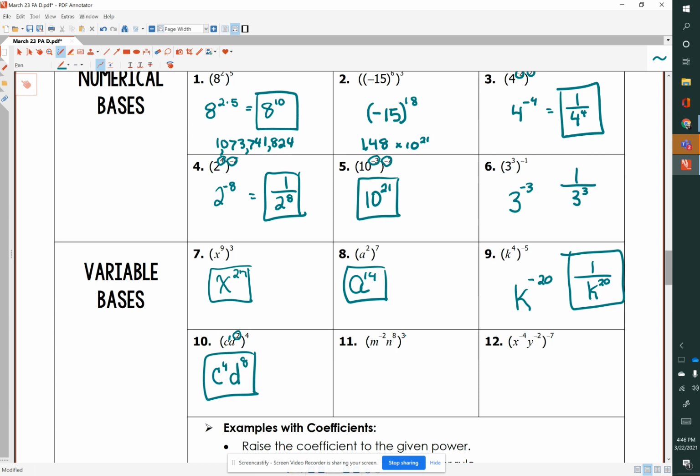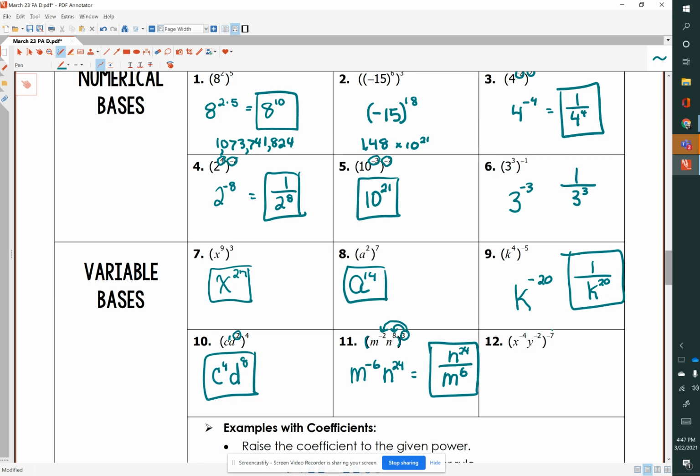Now, let's take a look at number 11. We did number 10. Number 11, we've got an exponent of 3 outside the parentheses, and we're going to have to treat the m and the n separately, each with their own exponent. So first m, we have negative 2 times 3, that's negative 6, and n, 8 times 3 is 24. So we cannot have negative exponents in our final answer, so we will rewrite this, and n to the 24th power can go in the numerator, and m to the 6 in the denominator. It's a positive exponent now because it's in the denominator.